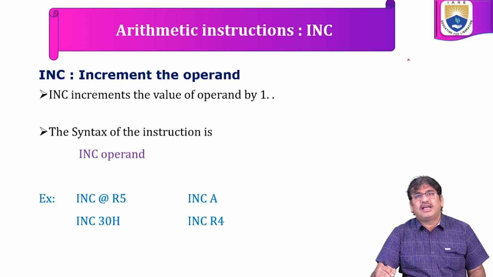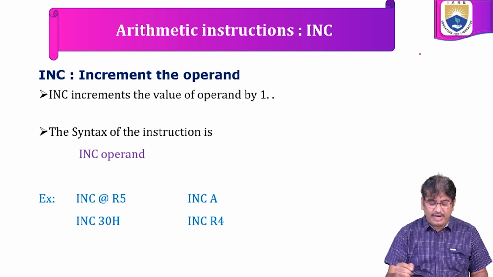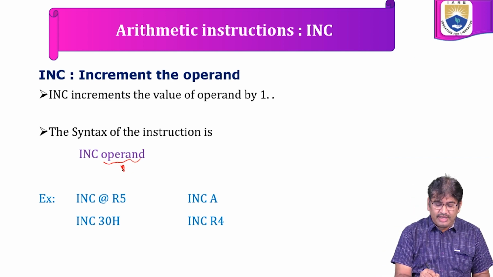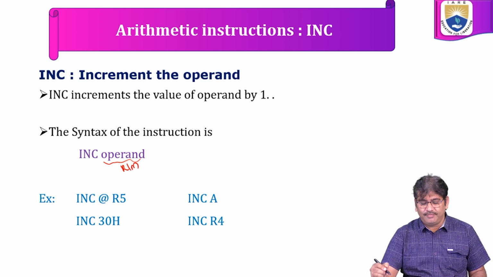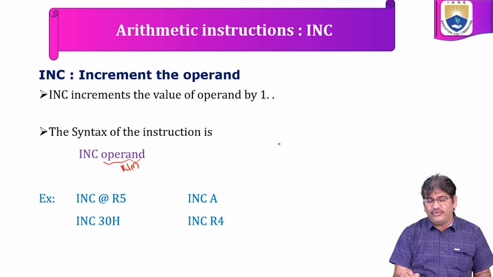The next instruction is INC, which increments the operand. INC increments the value of the operand by 1. The syntax of the instruction is INC operand. Here, the operand can be a register or memory location but cannot be an immediate data. So, this instruction will add 1 to the operand, and the result will be stored in the operand.